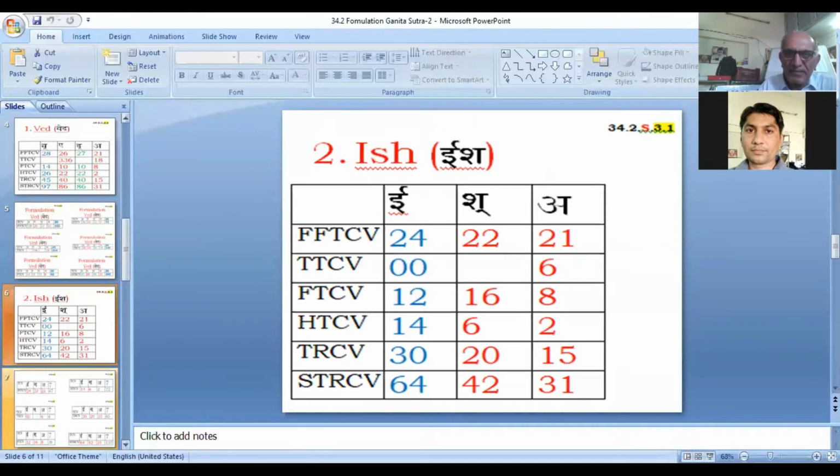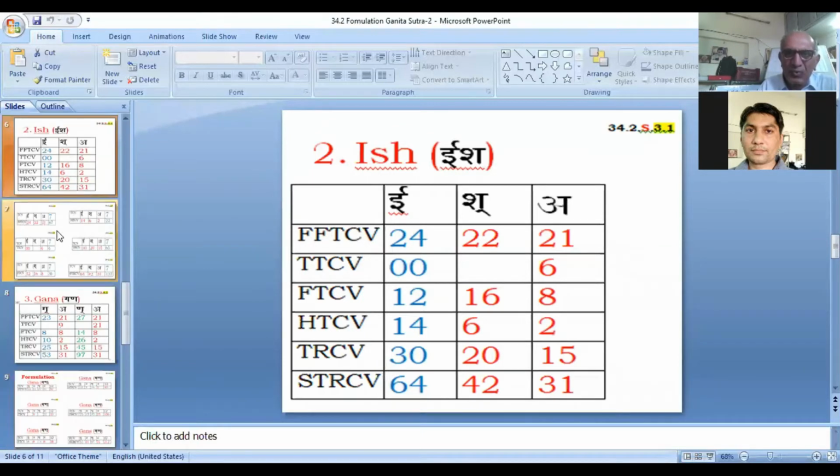Now the second basic formulation is the formulation Ish. Ish as a simple rendering is Ishwar, as God. The reach from formulation Ved, a domain of knowledge, to the second formulation Ish, the presiding deity of the domain of knowledge. Now, like the formulation Ved, the formulation Ish as well is having 6 inner folds.